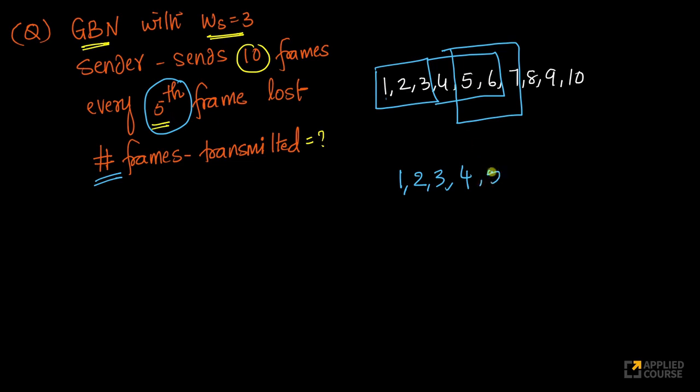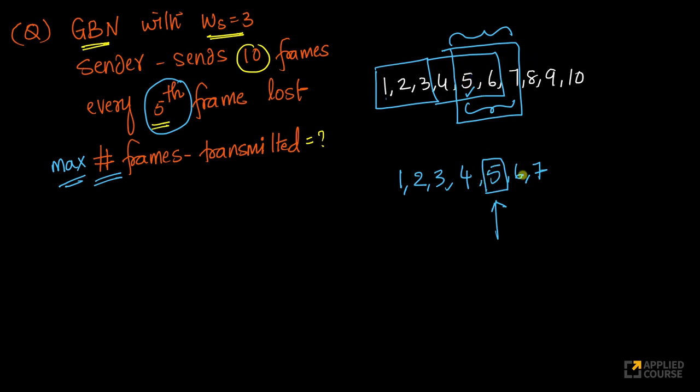Then I send 5. I send 5 because this is in this window. Remember, this is in this window. The question here is the maximum number of frames transmitted. We have to think of the worst case. Okay, 5 is there, I send 5. Let's assume I send 6 also. I send 7 also. But I don't get any acknowledgement because the 5th frame is lost. Remember, the 5th frame is lost. Because this frame was lost, let's look at the worst case. I don't know that this frame was lost. The sender does not know that the 5th frame was lost.